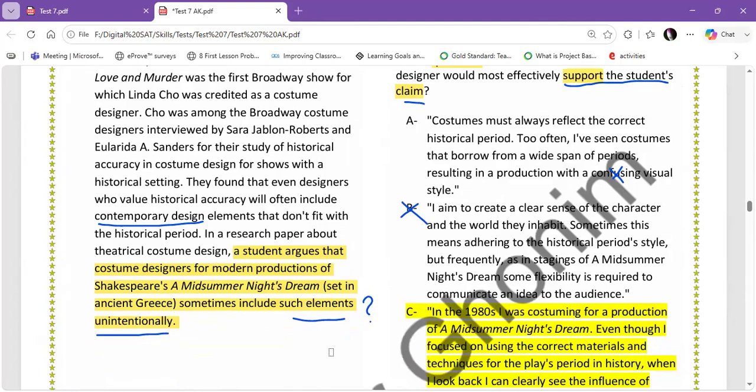No. Look at B. I aim to create a clear sense of the character and the world they inhabit. I'm not talking about character and the world. I'm talking about the costume. Sometimes this means adhering to the historical period style, but frequently, as in stagings of A Midsummer Night's Dream, some flexibility is required to communicate an idea to the audience. Again, he didn't talk anything about costume. He talked about the character and the world. Didn't talk about the costume, so thank you.